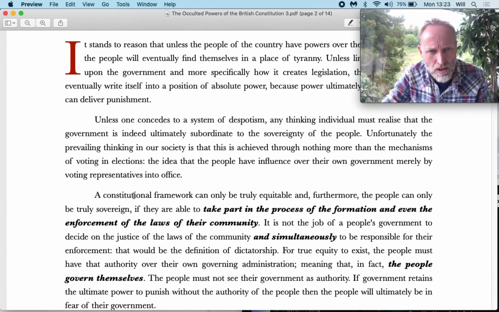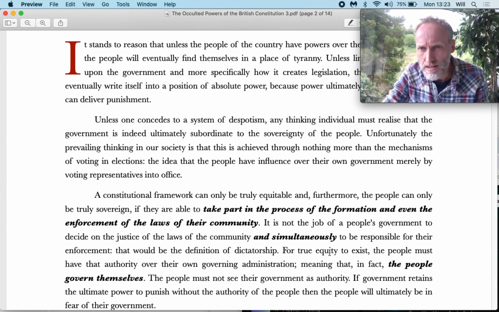Carrying on, a constitutional framework can only be truly equitable, that means we're all equal before the law, and furthermore, the people can only be truly sovereign if they are able to take part in the process of the formation and even the enforcement of the laws of their community. It is not the job of a people's government to decide on the justice of the laws of the community and simultaneously to be responsible for their enforcement. That would be the definition of dictatorship.